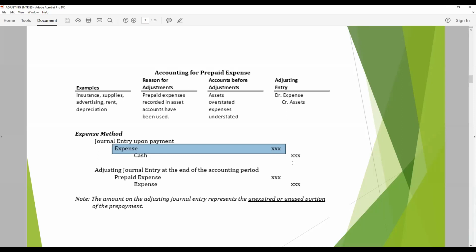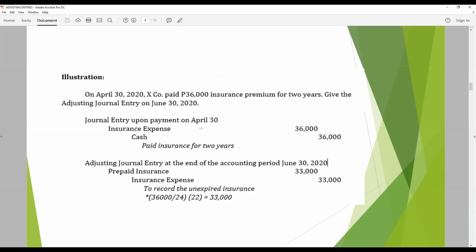Okay? So, baligtad kapag expense method. The amount on the adjusting journal entry represents the unexpired or unused portion of the prepayment. Kasi ni-record nyo na siya as expense totally, totally in the beginning when you recorded the transaction, when you paid for it. Ngayon, ang unexpired portion that will be used next year pa, ibabalik nyo siya as asset. So, yan yung expense method.